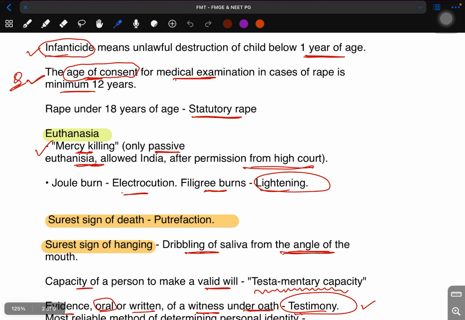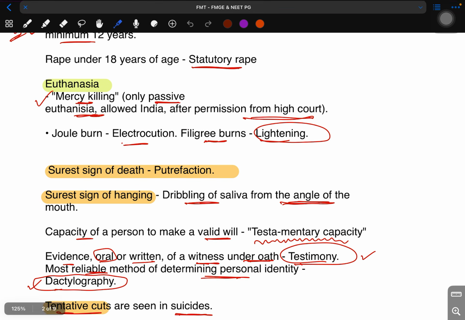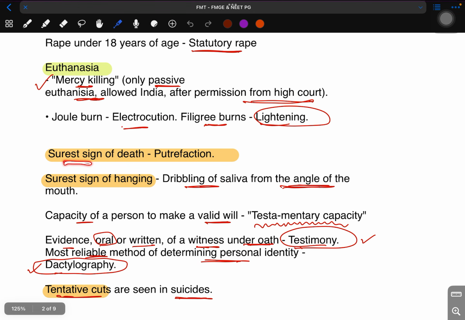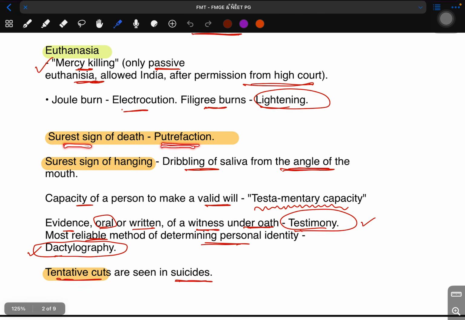What is Joule burn? Joule burn is found in electrocution. Filigree burns are found in lightning. So these are the two names of the burns you have to remember. What is the surest sign of death? It's putrefaction. What is the surest sign of hanging? It's the dribbling of saliva from the angle of the mouth.